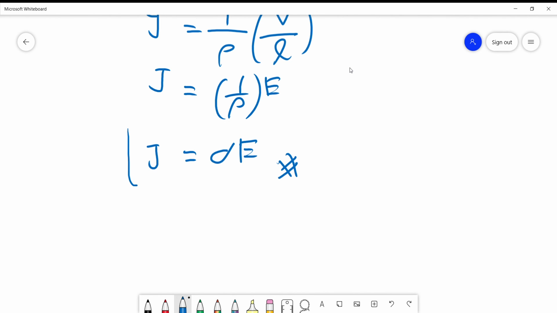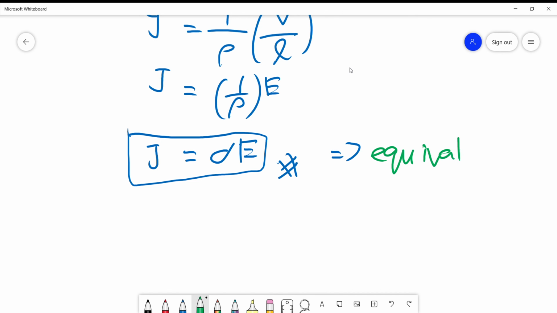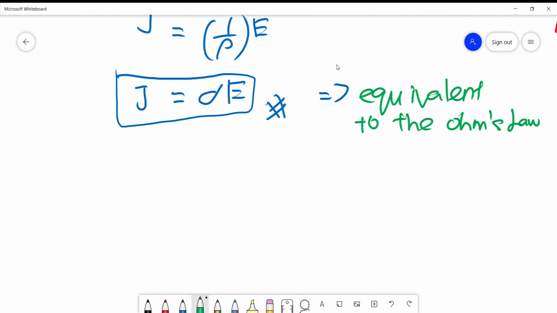Alright, so this is the formula that we derived from the basic formula of the current density. Okay, so this formula is actually equivalent to Ohm's law. Okay, let me use another color. It means that if we use the equation of Ohm's law, we are able to derive this formula from Ohm's law. Let me show you that.